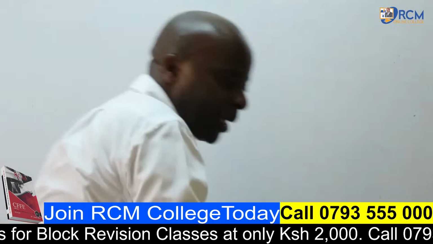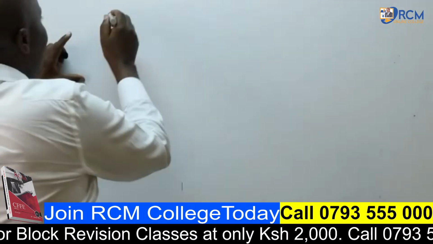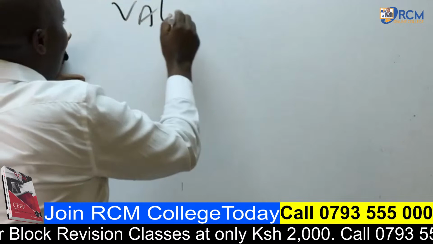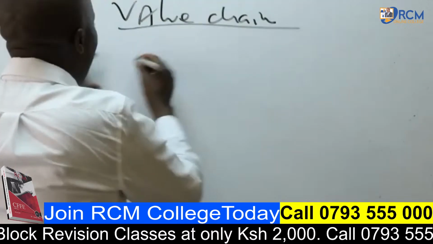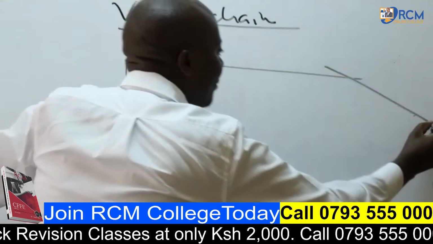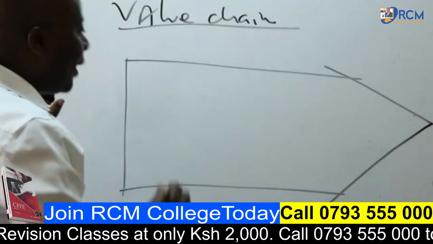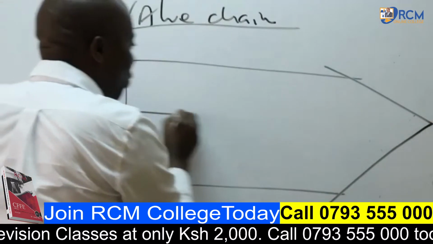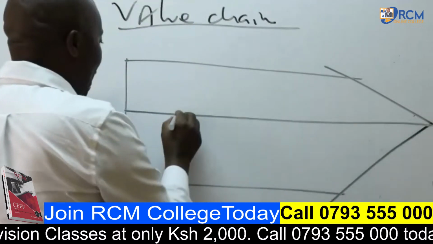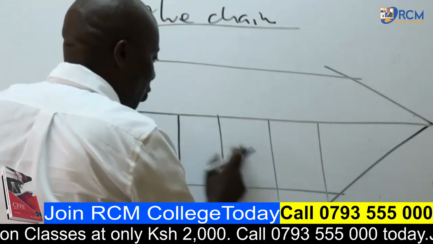You must have done this with your mwalimu. Ladies and gentlemen, this is how the value chain looks. It looks like a bullet. I'm so sure most of you here have never seen a bullet, right? It looks like this. And then this value chain is divided into 2, like that. So we have number 1, 2, 3, 4, 5.